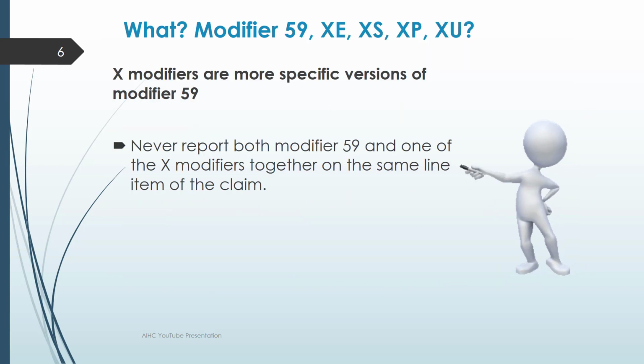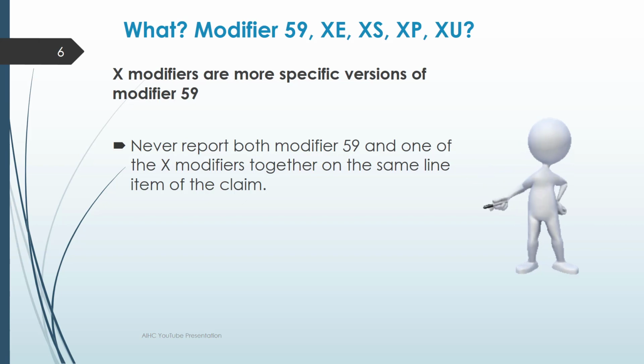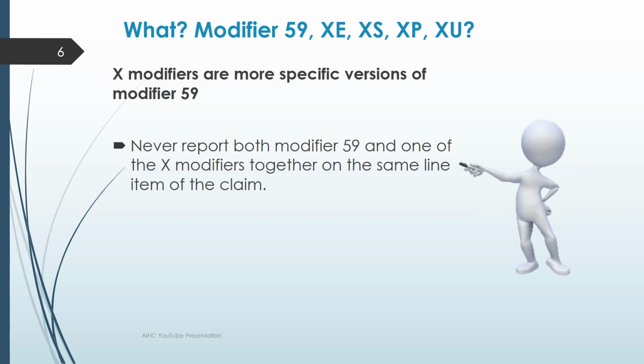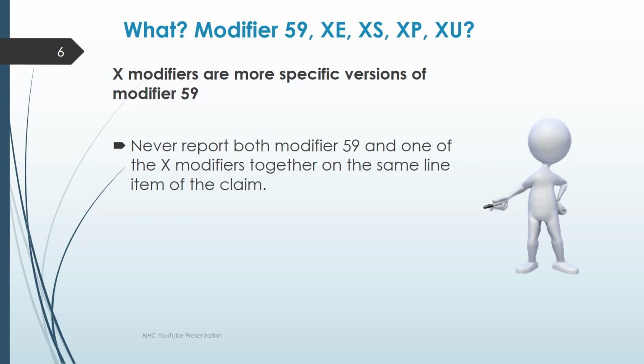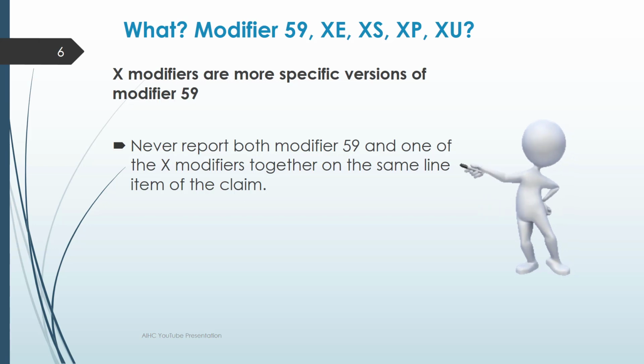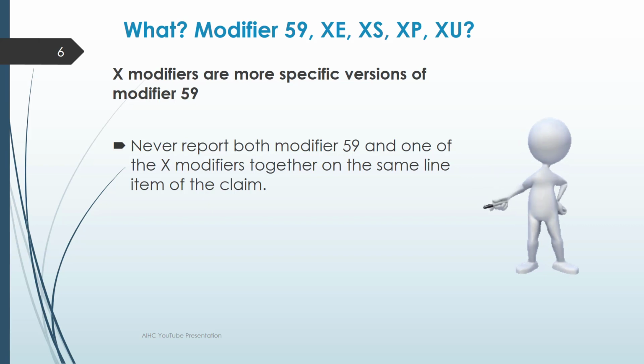First, the X modifiers are more specific versions of Modifier 59. Never report both Modifier 59 and one of the X modifiers together on the same line item of the claim. Modifier 59 is a CPT modifier, and the X modifiers are HCPCS Level 2 modifiers created by the Centers for Medicare and Medicaid Services, or CMS.